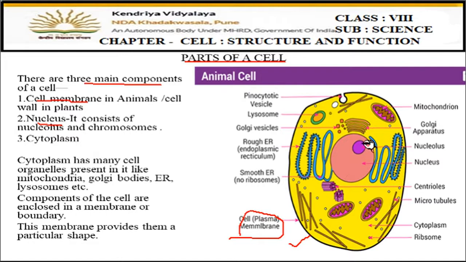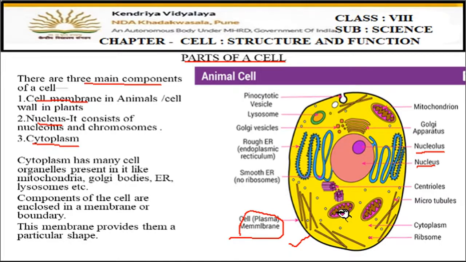Then in every cell there is a nucleus. This pink color which you can see in the center is the nucleus of the cell. In the nucleus there is again a spherical structure present which is called the nucleolus, and the nucleus also has its own boundary, which is known as the nuclear membrane. The third important part of the cell is the cytoplasm. This yellow colored jelly like substance is known as the cytoplasm.